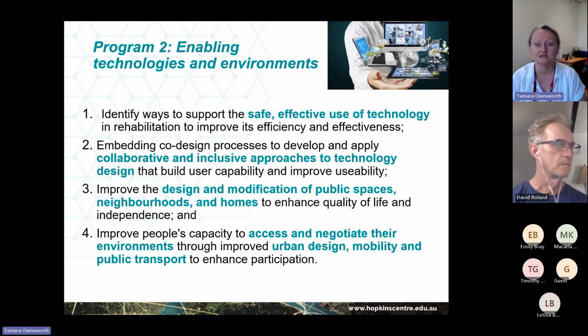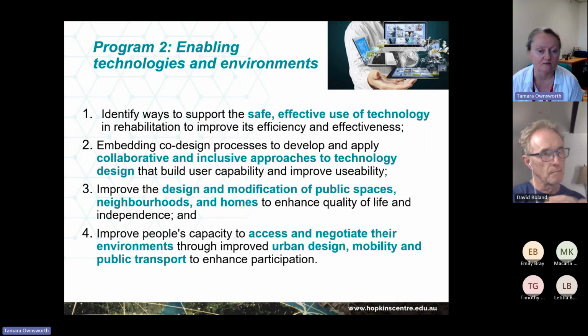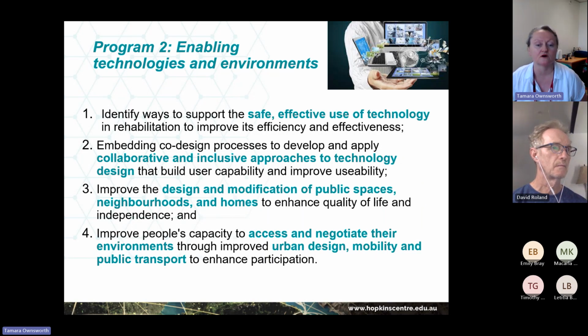Program 2, Enabling Technologies and Environments, is led by Louise Gustafsson and Elizabeth Kendall. This program of research is focusing on supporting the uptake of safe and effective technology in rehabilitation, particularly relating to the co-design of bespoke technology solutions. So engaging with all the different end users and contributors to technology development and implementation with a focus on personalisation and inclusive technology. Then the broader environmental focus is on design and modification of public spaces, neighbourhoods, homes and workplaces to enhance quality of life and independence.